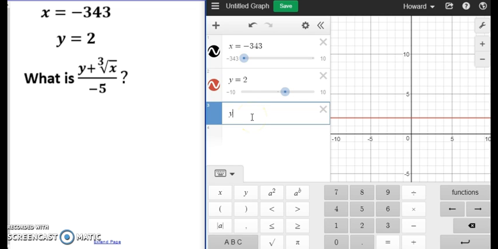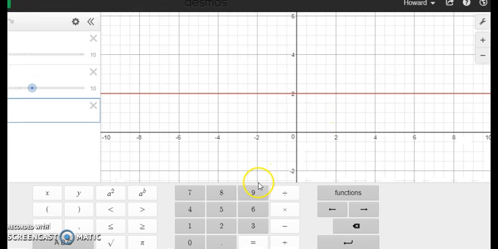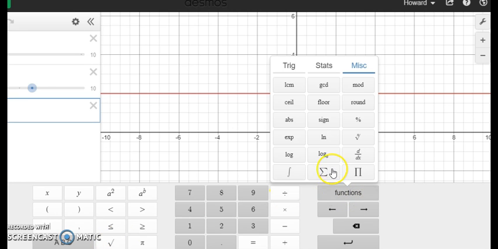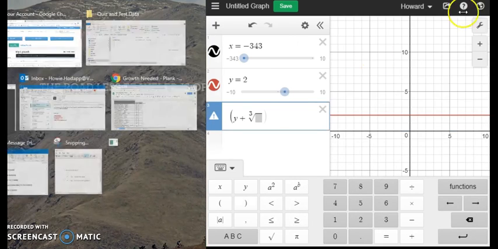But I'm going to type it in just to show you. So I have y plus, now I need the cube root. And if you look here, I'm just going to make the screen a little bit bigger. There's no cube root button right here, but if we go here to functions, we can see this little button right here. This can help us get any root we want. In this case, we wanted a cube root. I'm going to make my screen a little bit smaller so I can see what else I have to type.